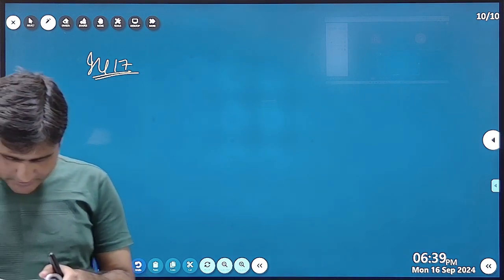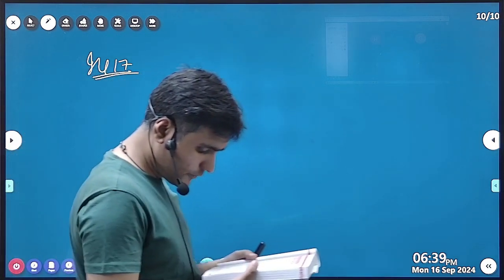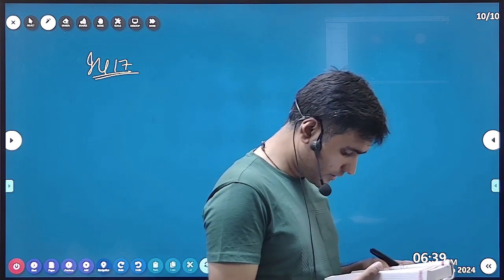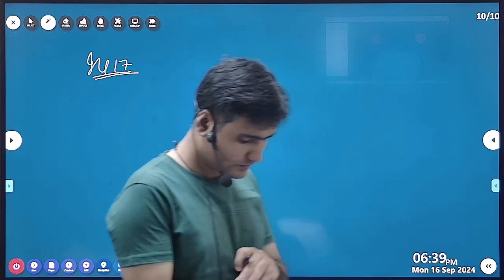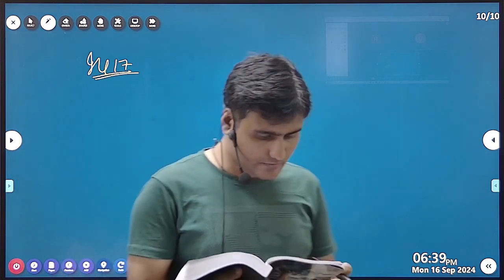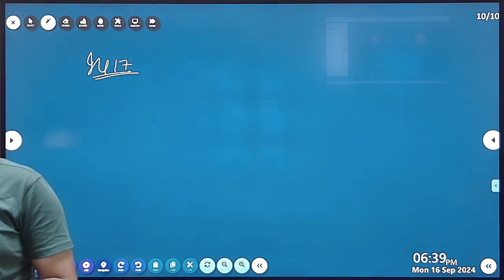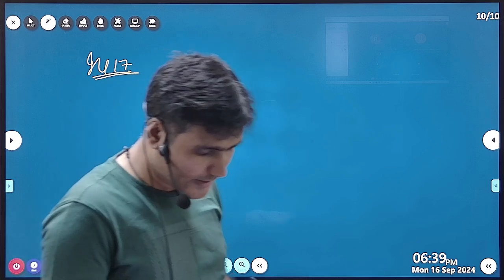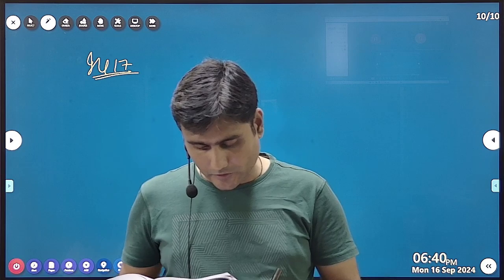ABC company manufactures 4 products A, B, C and D using the same manufacturing process. The following data are available related to a production period. A, B, C, D. They have given volume 500. Material cost per unit is given. Direct labor per hour is given. Machine. These are the cost drivers, right? Machine time per unit is given. Labor cost per unit is given. The total production overhead is given.